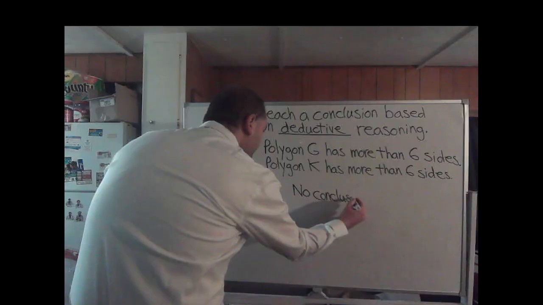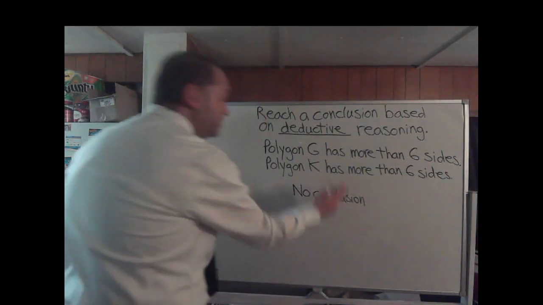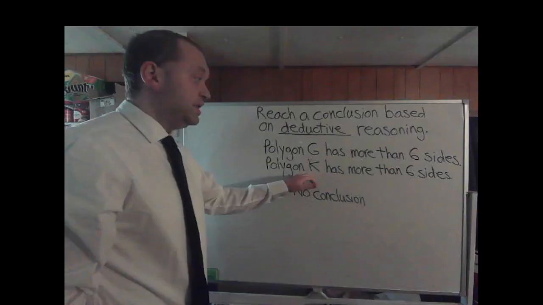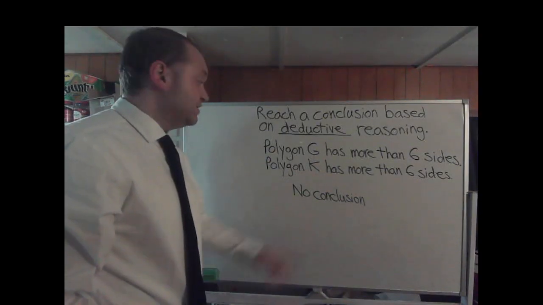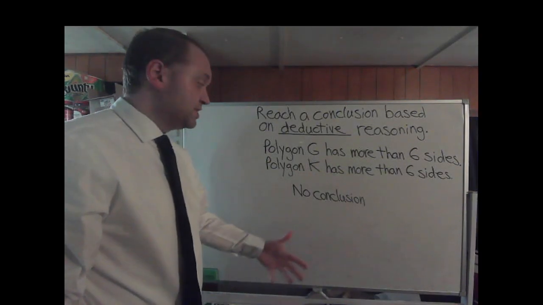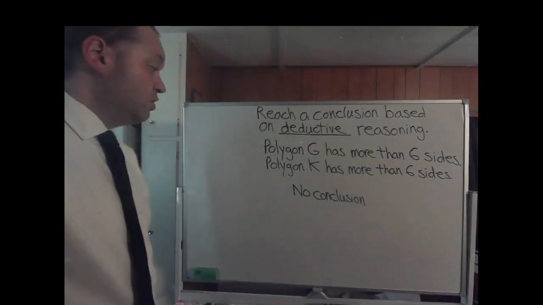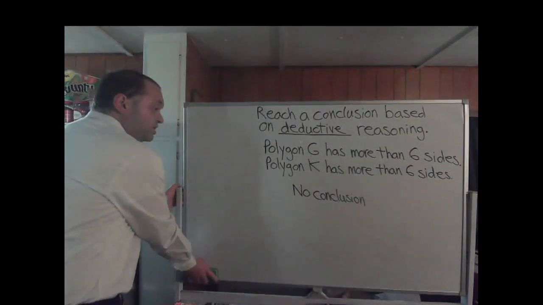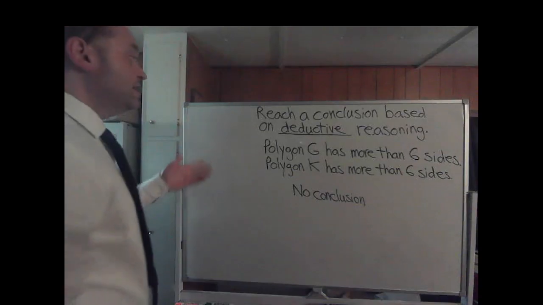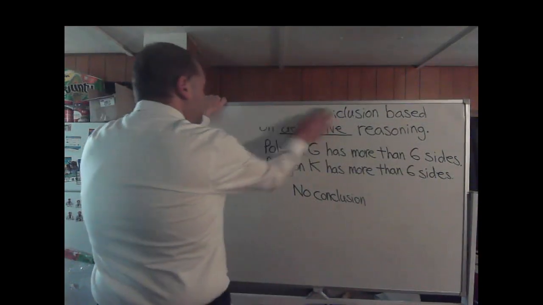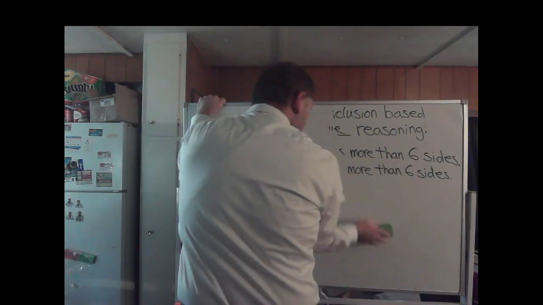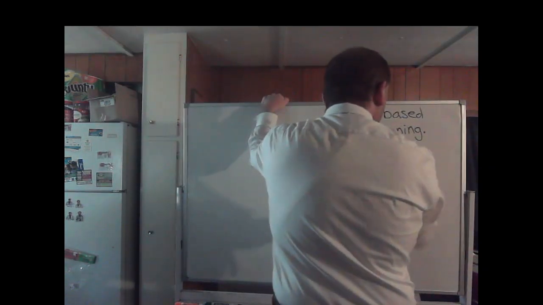So what we have here are basically two useless pieces of information, because they give us no more information than that it has more than 6 sides. So we can't reach a conclusion with that. So those were examples of deductive reasoning, on top of the proofs that we've already done in this course and will continue to do. Those are all deductive reasoning.